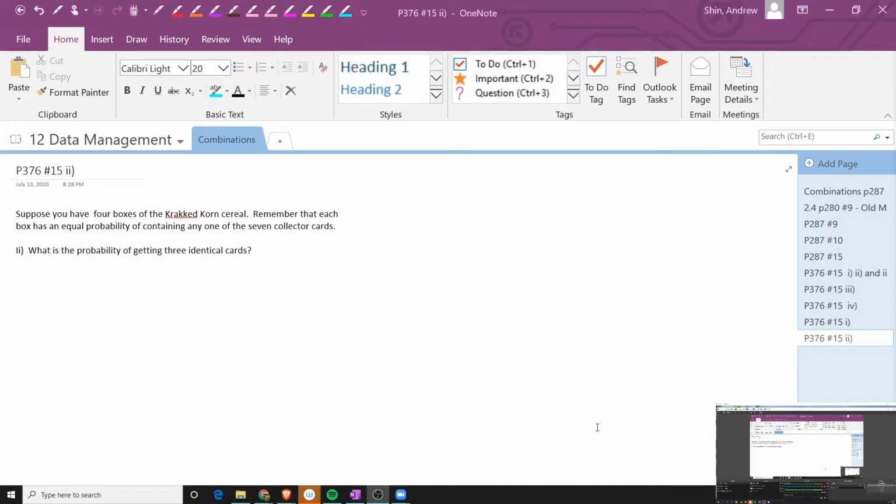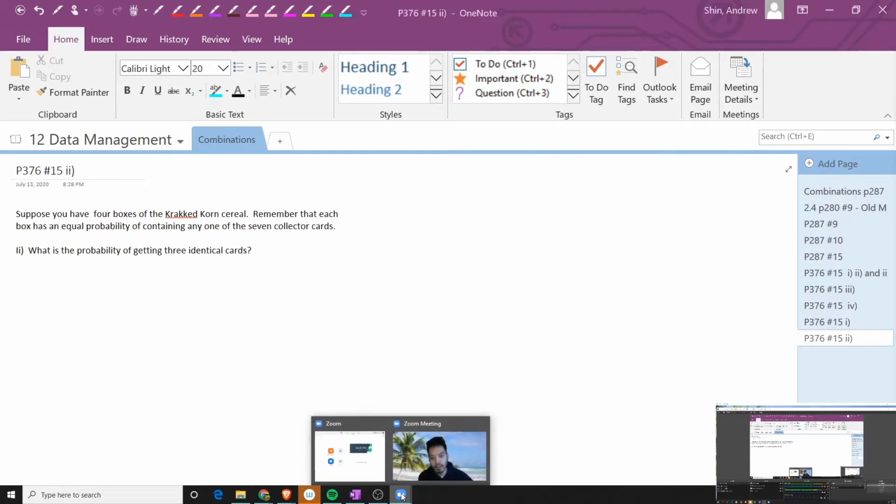Hello and welcome to part 2 of this question. Again, I'm going to repeat the question. Suppose you have 4 boxes of the cracked corn cereal. Remember that each box has an equal probability of containing any one of the 7 collector cards.